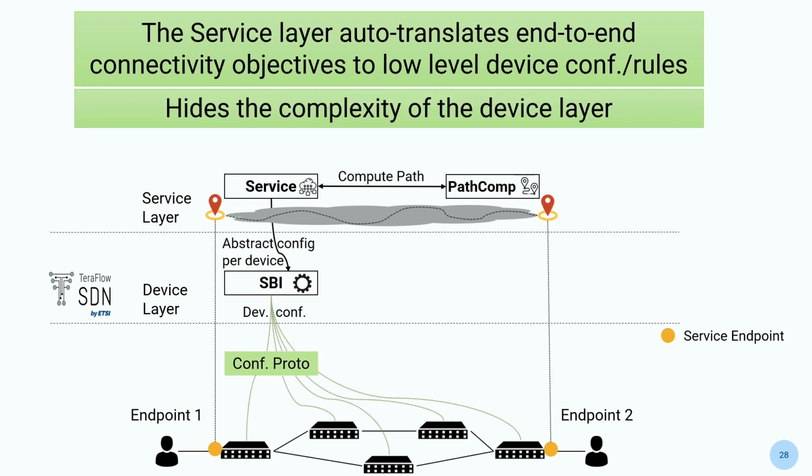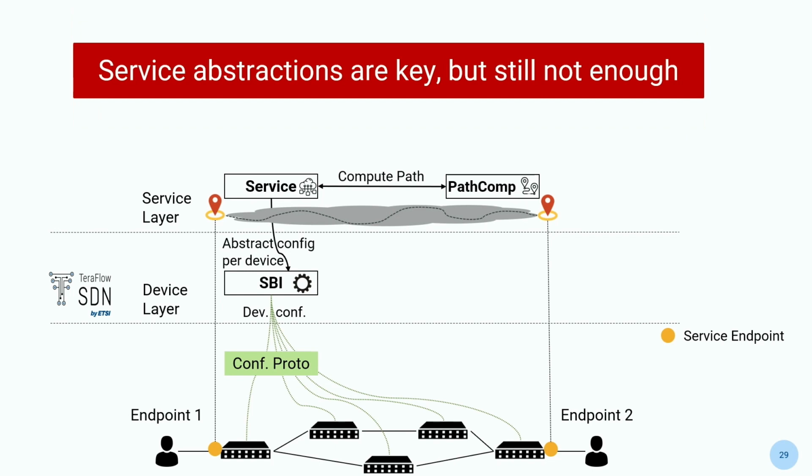So the service layer essentially hides this complexity of the device layer from the users and allows to define those connectivity intents. However, we have seen how useful those service abstractions are, but as I said earlier, for real networks and for operators who operate on those networks, this is still not enough.